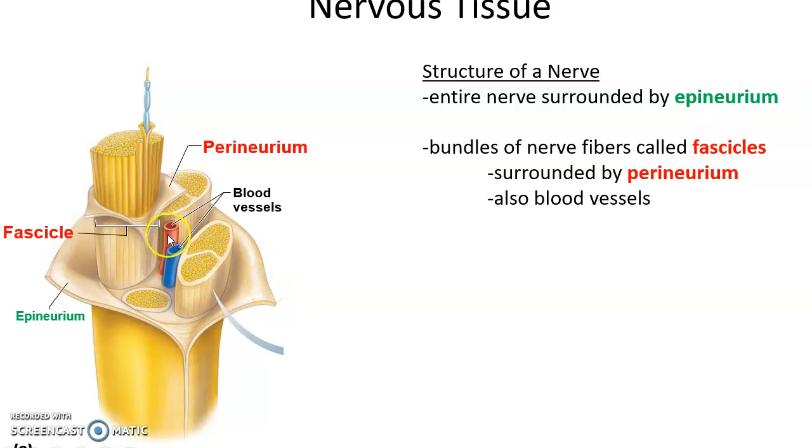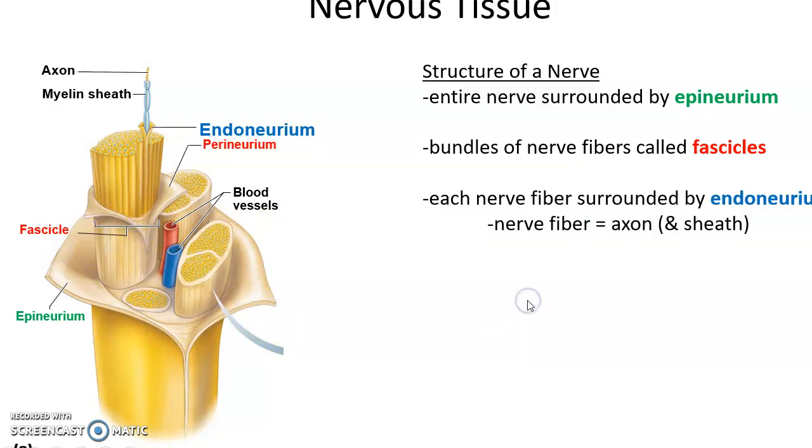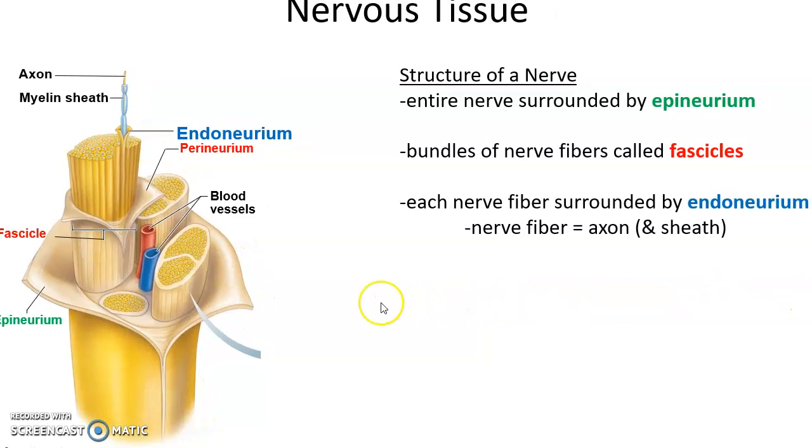Also found in the nerve are blood vessels. Now each fascicle is surrounded by a sheet of connective tissue called a perineurium. So every fascicle is surrounded by a perineurium, all the fascicles bundled together, surrounded by the epineurium. Within the fascicle are the nerve fibers. A nerve fiber is an axon and its myelin sheath. And each nerve fiber is surrounded by a sheet of connective tissue called an endoneurium. So endoneurium surrounds the nerve fiber, perineurium surrounds the fascicle, epineurium surrounds the entire nerve. And this should seem familiar because it's sort of how skeletal muscles were arranged.